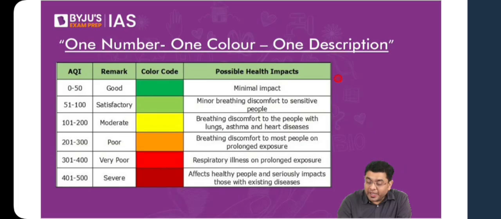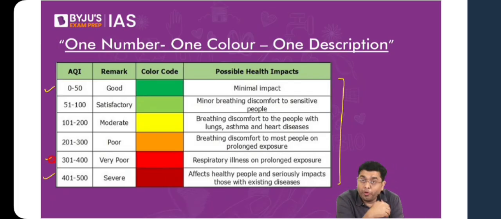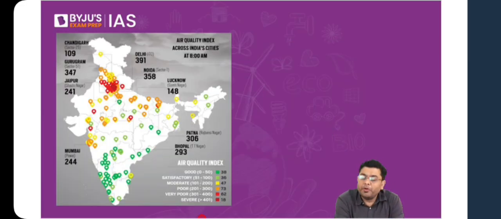So here a kind of coloration was done. One color, one number, one description. Based upon the AQI parameters, it was understood what is the level of pollution. If the AQI number is 400 to 500, that means the pollution level is very severe. If it is between 300 to 400, that means the condition is very poor. Okay, and just to give you a point of reference across the country, these are your various different AQI numbers.